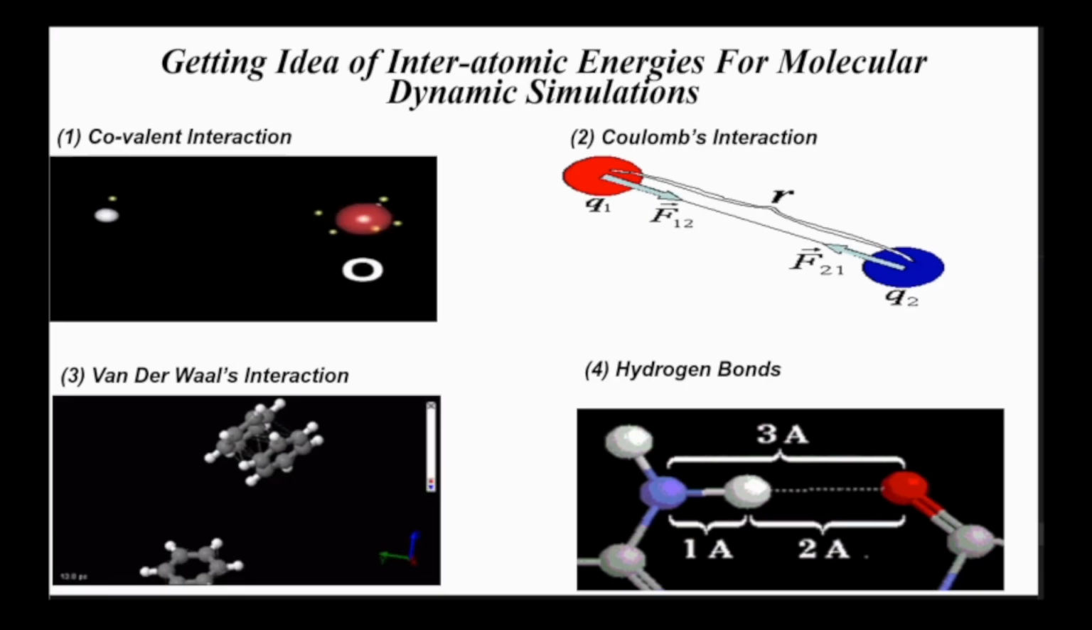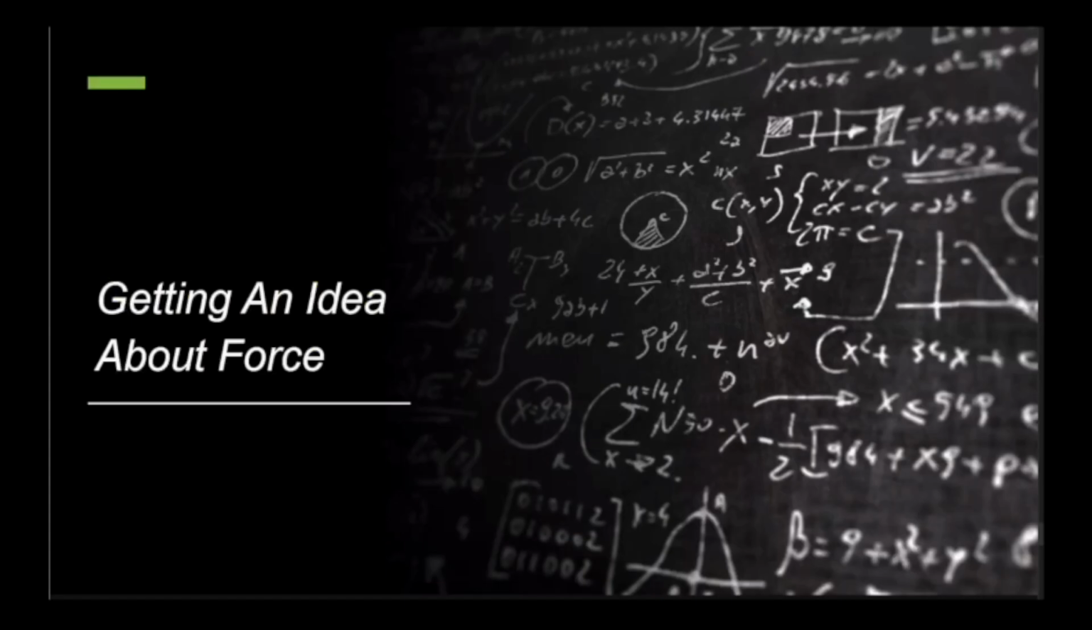And these hydrogen bonds are also developed when the electropositive hydrogen is at a certain distance from the highly electronegative element, and normally this distance is between 2.8 Angstrom to 3.2 Angstrom. So if you have an idea about all of these interactions, then you can calculate the force.